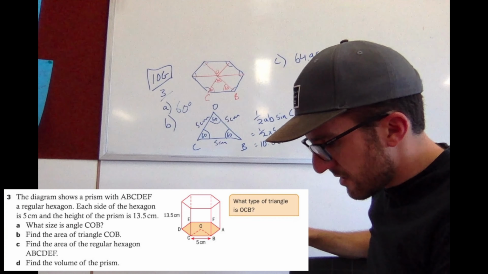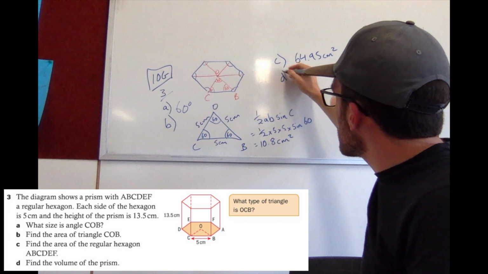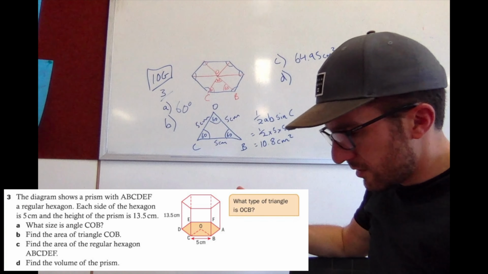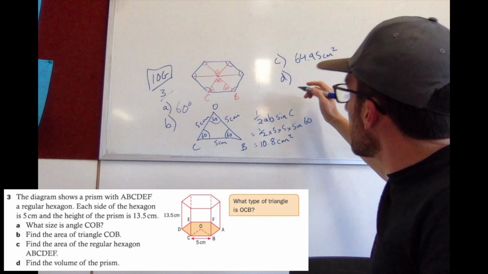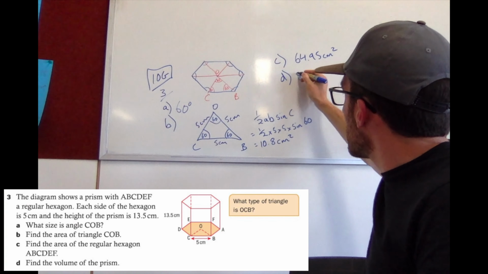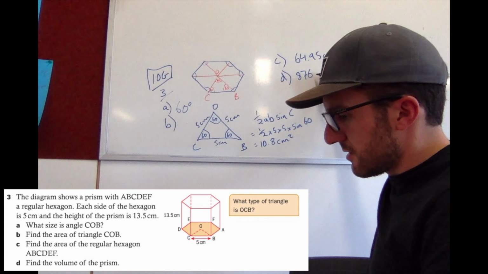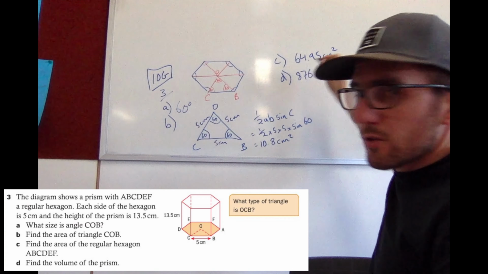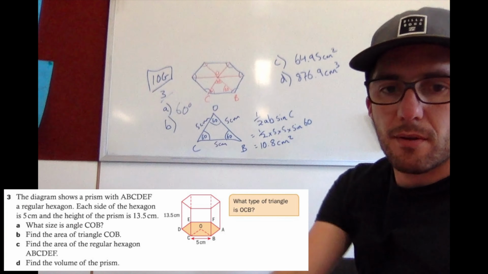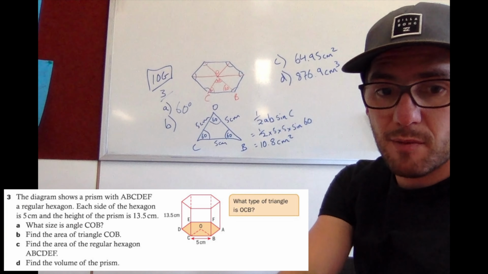And then part D, find the volume of the prism. We're told in the question that the height of the prism is 13.5, so multiply that by 13.5 and you get 876.9 centimeters cubed. Hopefully that makes sense. Send me a message if it doesn't.